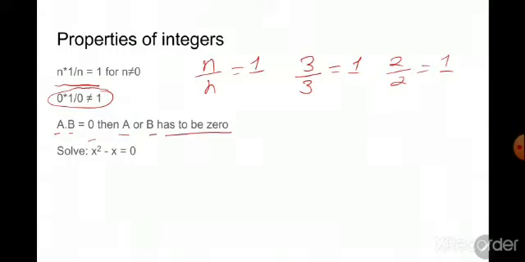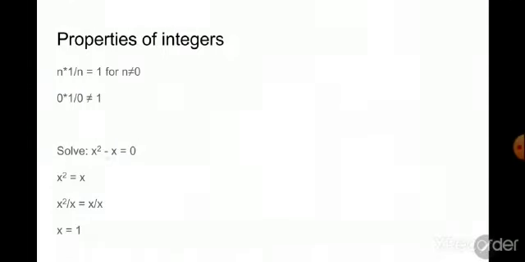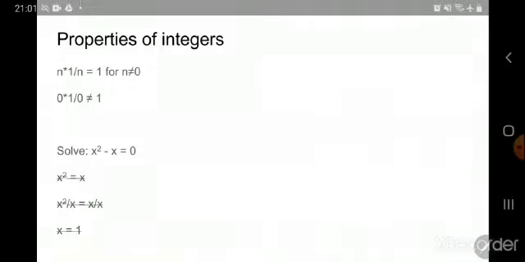Let's see these properties in action now. Please solve this equation. You can go ahead and pause the video. Okay, let's solve the equation together now. A lot of people will take x to the right and get x squared is equal to x, divide both sides by x and get x is equal to 1. And I hope you are not one of them, because this is incorrect.